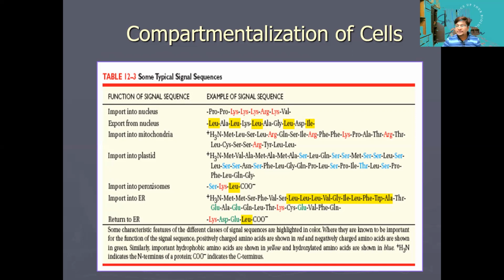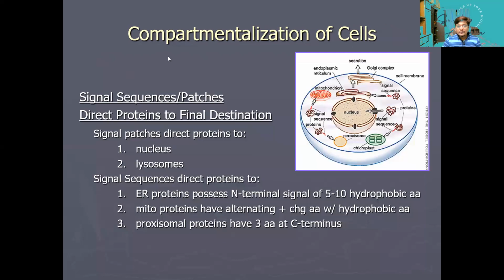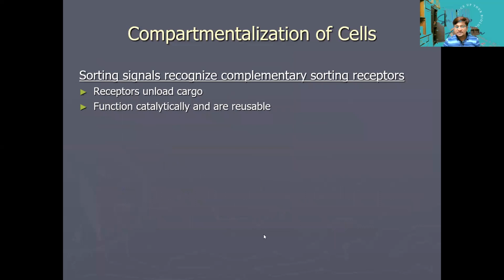We'll go into detail on the nucleus. Now, as I told you, they have 3D patches or signal patches. These are the proteins which might go to two places: one is the nucleus, another is the lysosome. Whereas for other places, we have the signals present on the N terminus or the C terminus that we have already discussed. Except that, in the case of peroxisome, they have the three amino acids that we already discussed, which can be present on the C terminus.